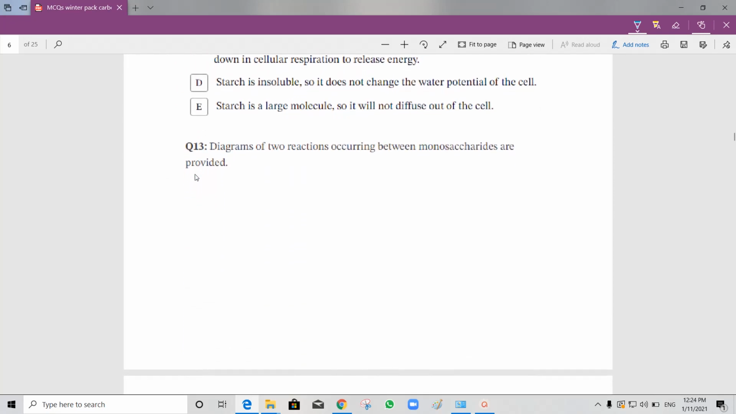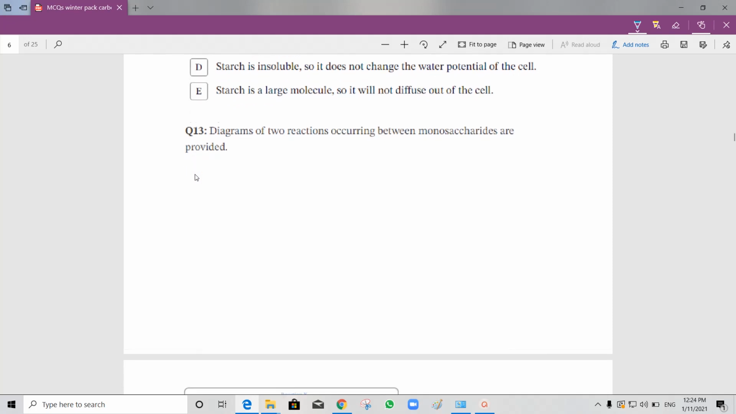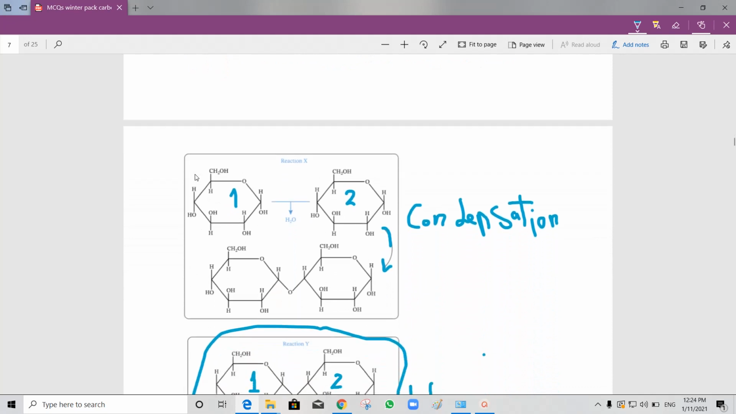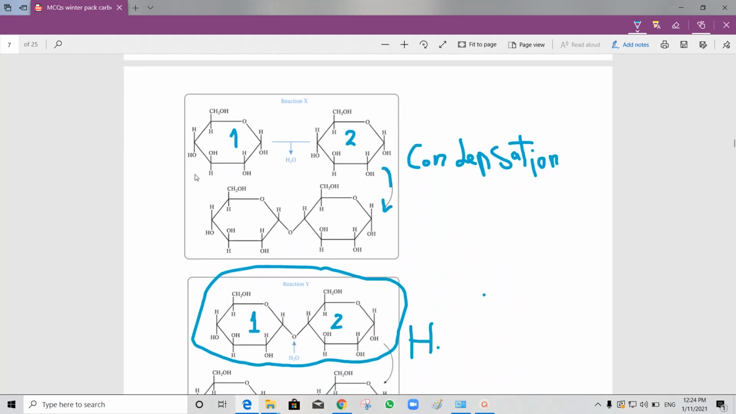Here, this is a diagram for reactions. Here we have reaction X. Reaction X is addition of two molecules together. This is a sugar molecule and this is a sugar molecule. Those two molecules are joined together by what? By removing water. This water is removed. This reaction is called condensation.